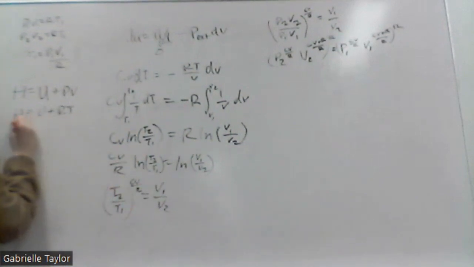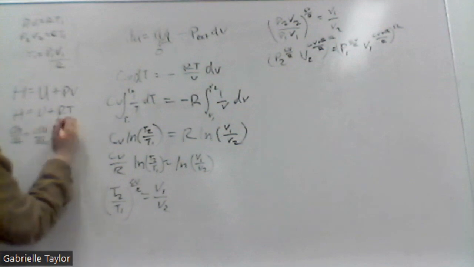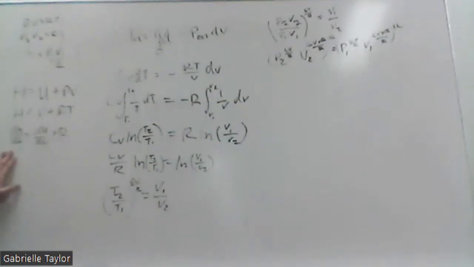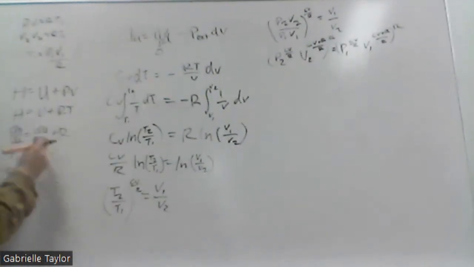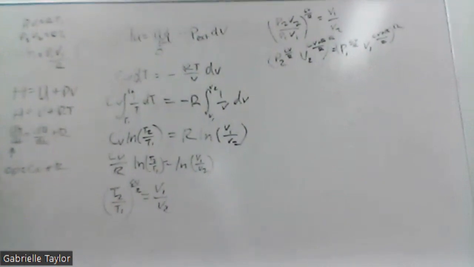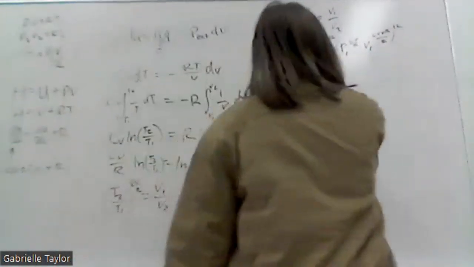So it's going to be dH/dT equals dU/dT, and it's just going to be plus R. So this is going to equal Cp, and this is going to be our Cv, which is our heat capacity, plus R. And this is going to be our heat capacity at constant pressure, from enthalpy. Now we know that Cp equals Cv plus R, so let's just plug it in there.